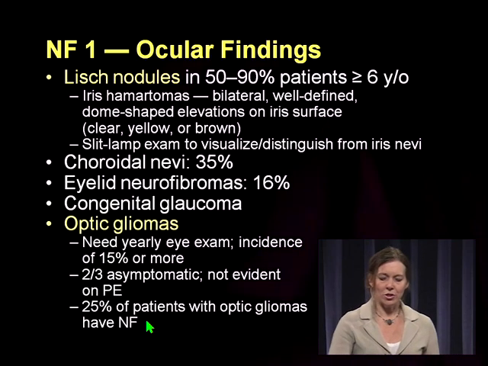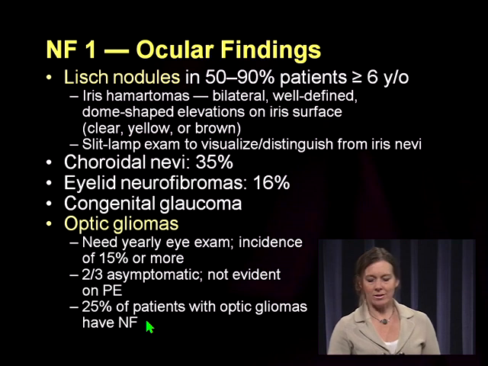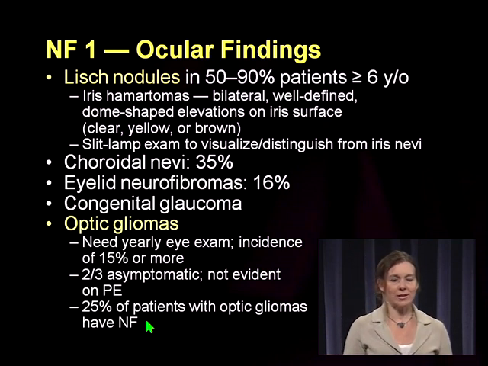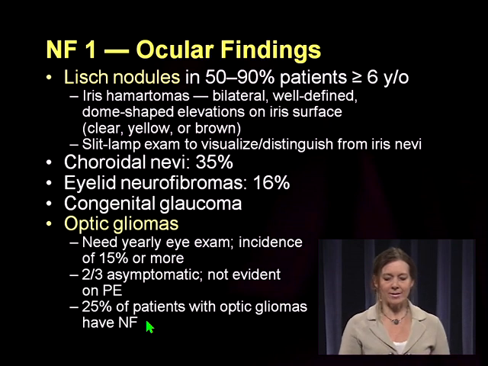So as I mentioned, you always want to get your ophthalmology colleagues involved to look for Lisch nodules and optic gliomas. Lisch nodules are present in the majority of patients, usually by about 6 to 7 years of age. These are benign lesions. I think of them kind of as the cafe au lait. They're markers, but they don't have any pathology associated with them. But they're iris hamartomas, and you can actually see them with the naked eye in light-eyed individuals, but you need a slit lamp exam to see them in darker-skinned individuals.